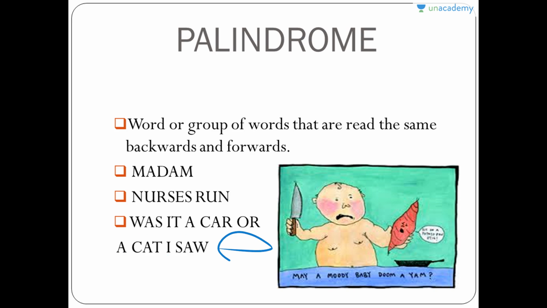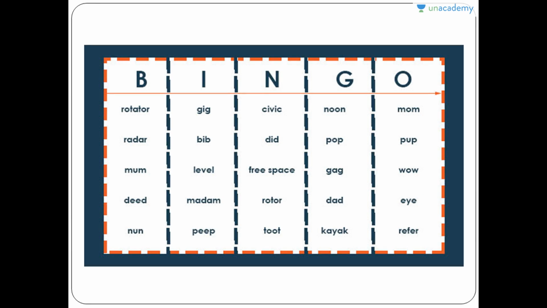Now let's read the example we have here in the picture. May a moody baby doom I am. And let's read it from the other direction. May a moody baby doom I am. So this is what we get. Whichever way we read it, we will get the same answer.